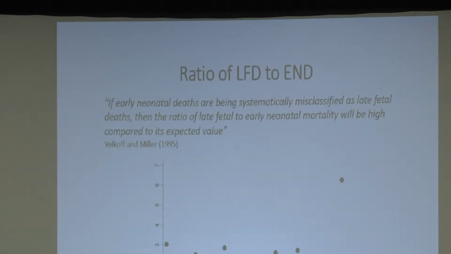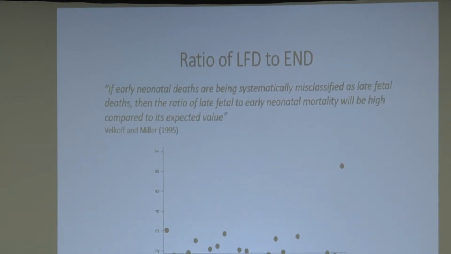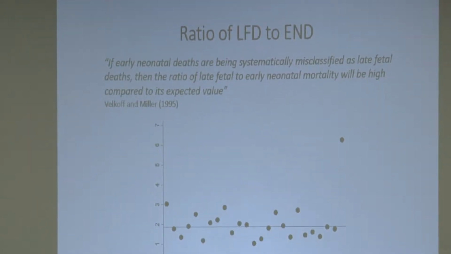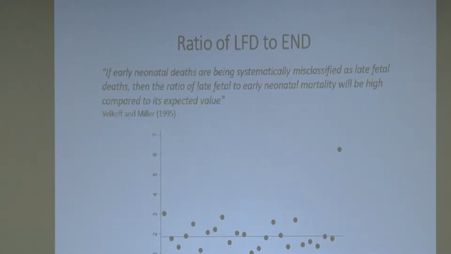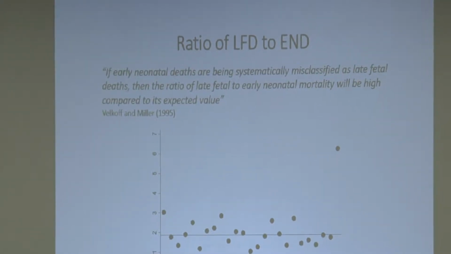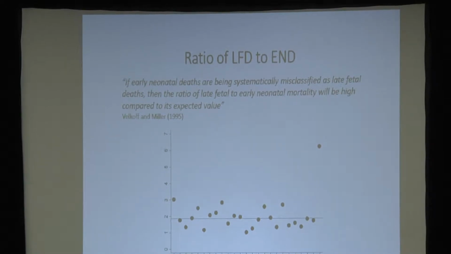So this is the picture that we get when we see the ratio. We have the dots at the bottom, those are the ones for the Peristat sample, and then the solid line is the average for those countries. And if we consider that solid line to be the expected value that Volkov and Miller are referring to, we see that Cuba over there is a huge outlier.